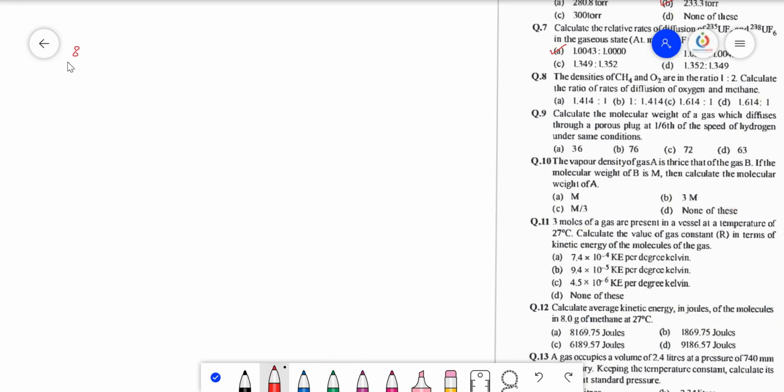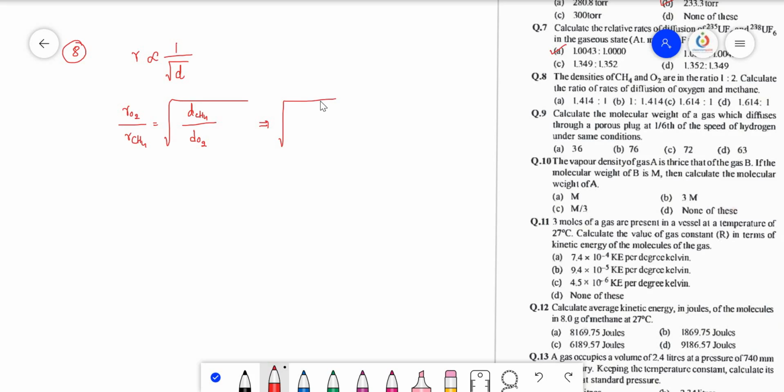Let us solve question number 8. The given question is, the densities of methane and oxygen are in the ratio of 1:2. Calculate the ratio of rates of diffusion of oxygen and methane. So oxygen has to be taken first. And there is one more formula regarding the rate of diffusion. Rate of diffusion of any gas is inversely proportional to the square root of its density. So the rate of diffusion of oxygen divided by rate of diffusion of methane is equal to the square root of density of methane divided by density of oxygen.